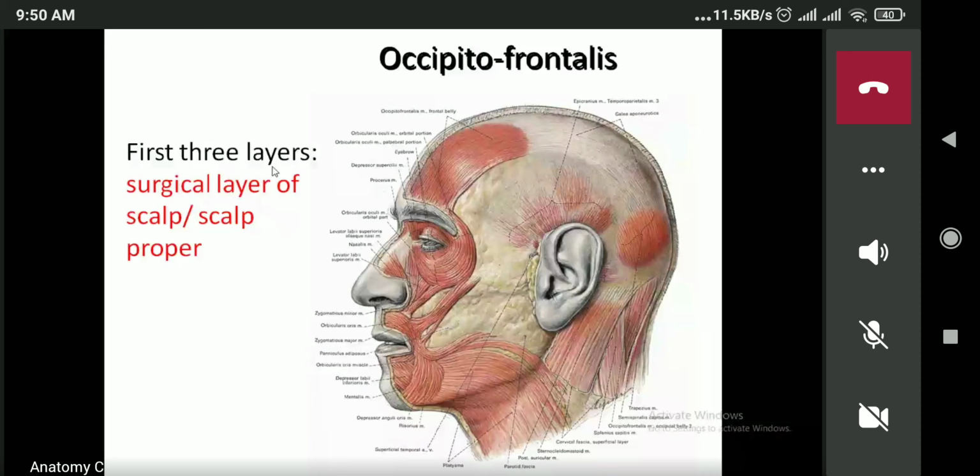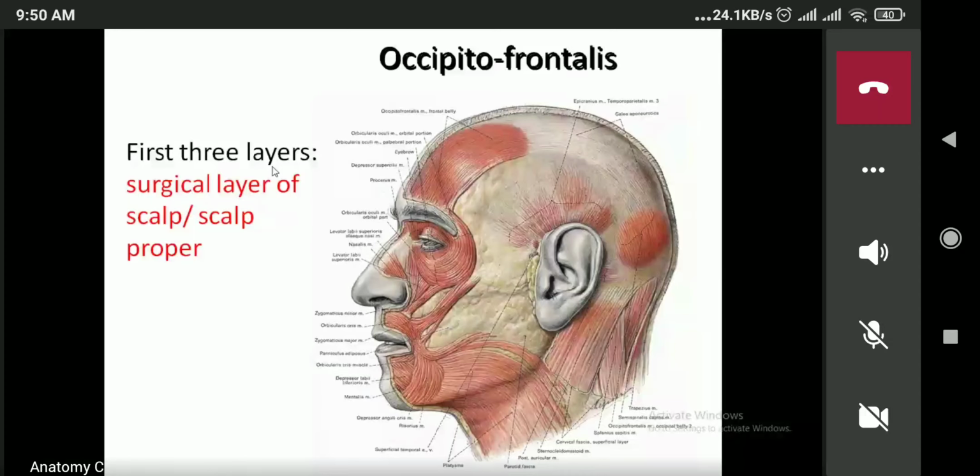Among these 5 layers, the first 3 layers, which include skin, dense connective tissue, and the epicranius or galea aponeurotica, act as a surgical layer. The first three layers act as a single unit, as they are firmly adherent to each other and move like a single unit. So they are considered the surgical layer of the scalp, or scalp proper.